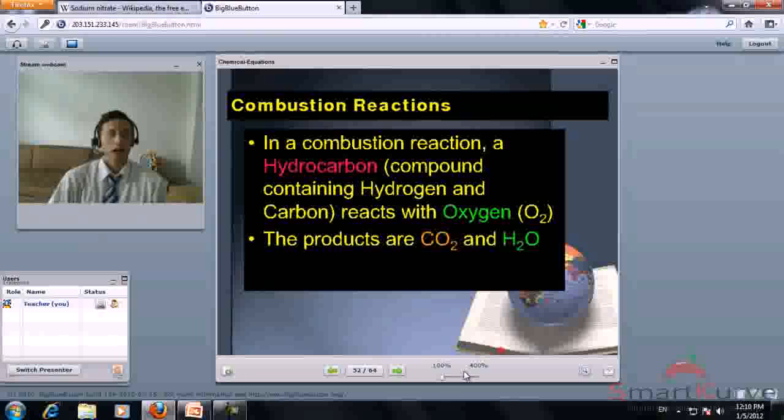All right. And finally, the last type of reaction, number 5, combustion. This is where we have a hydrocarbon reacting with oxygen. And the products are going to be carbon dioxide and water. Example of hydrocarbon would be a sugar. So if we burn sugar, for example, that's going to be a combustion reaction, producing carbon dioxide and water.